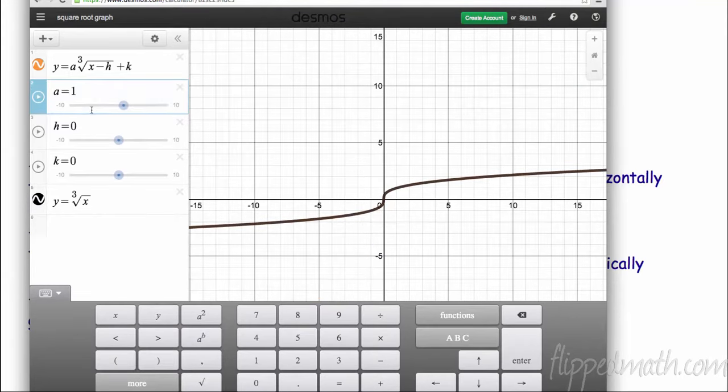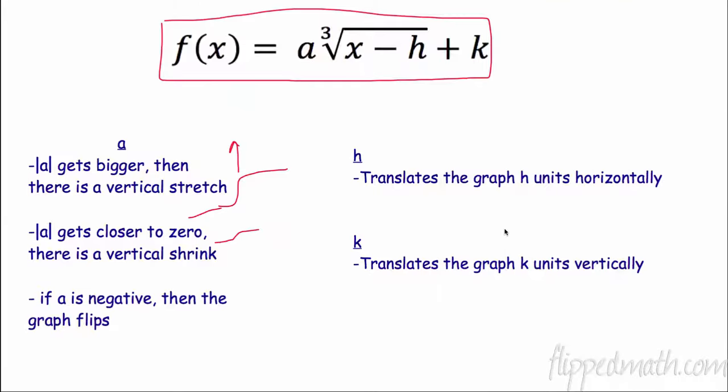Now let's try a negative. What happens if it's a negative? It goes exactly the same thing, just the opposite way. So instead of starting low and going high, it starts high and goes low. The end behavior changes, all right?